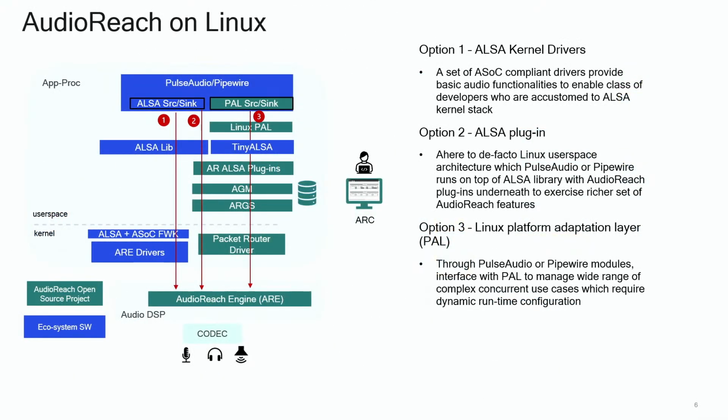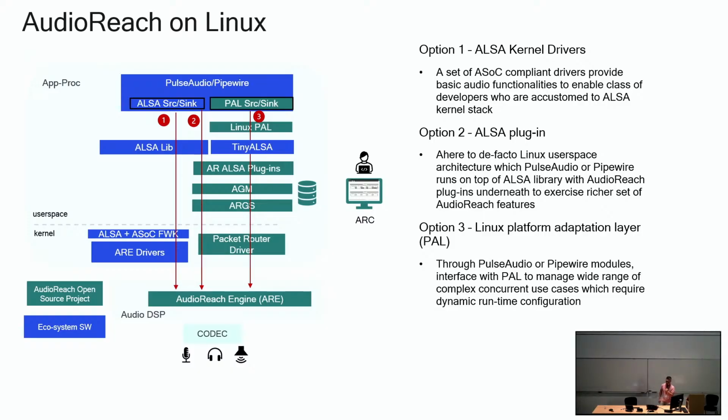Okay, so how is AudioReach supported on Linux? We actually offer three different options. The first option is the ALSA kernel drivers. We do recognize that the traditional Linux architecture has the drivers built into the kernel. So we have a set of ALSA-compliant drivers upstream in the Linux kernel, but it only provides very basic functionality to enable a class of developers who are accustomed to the ALSA kernel stack.